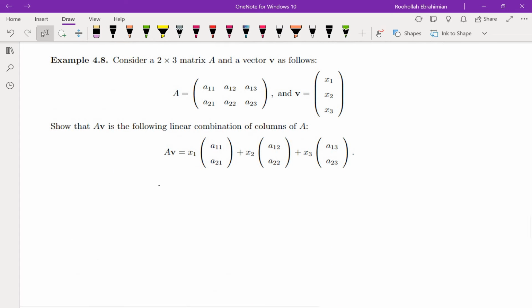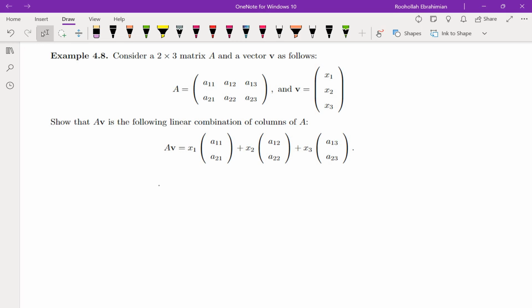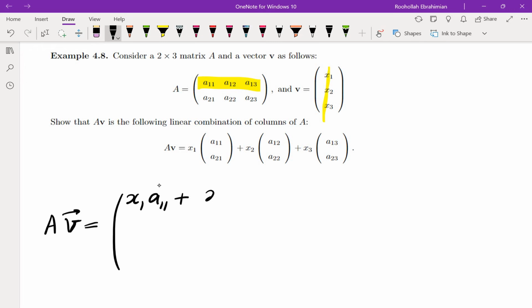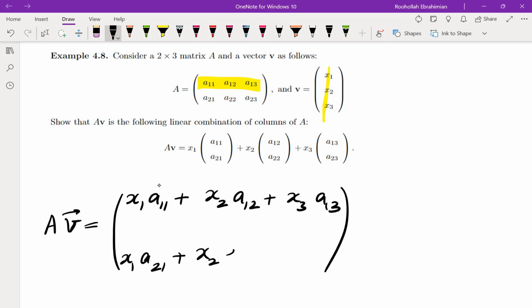Okay, let's now look at one property of this matrix multiplication. This is a really useful one to keep in mind. Consider a 2 by 3 matrix A and a vector v as follows. So v is a column vector and A is a 2 by 3 matrix. So because A is 2 by 3 and v is 3 by 1, we can actually multiply them. If you look at A times v, you'll have to take this row and multiply by this column. If you do that, you will get x1 a11 plus x2 a12 plus x3 a13. And the next row becomes x1 a21 plus x2 a22 plus x3 a23.